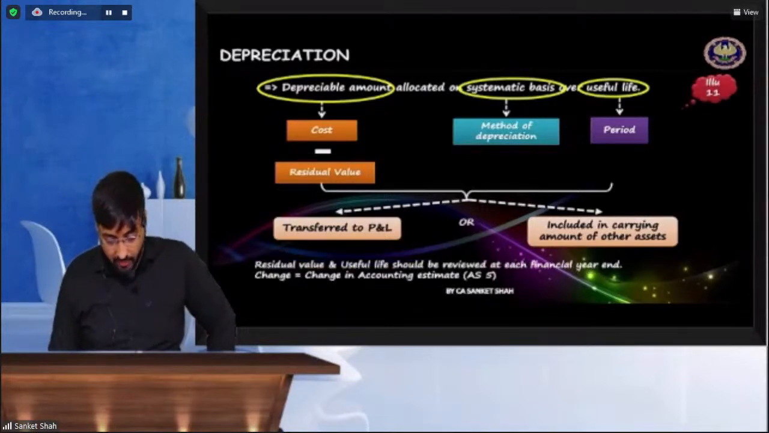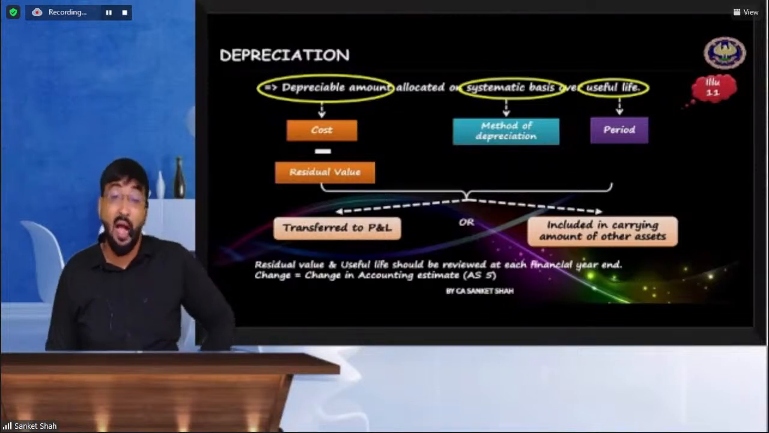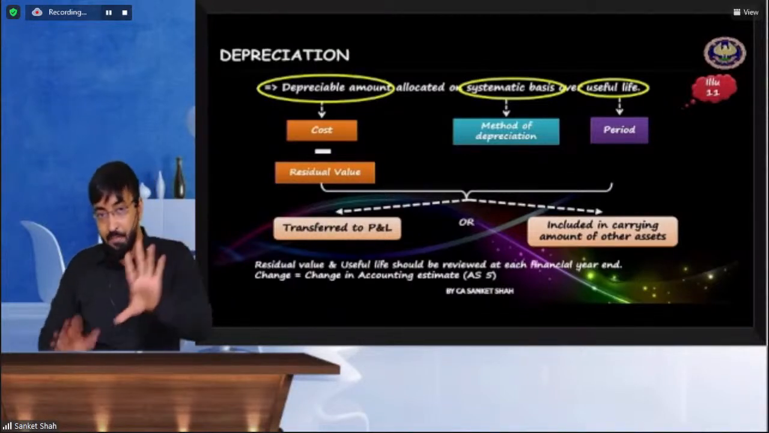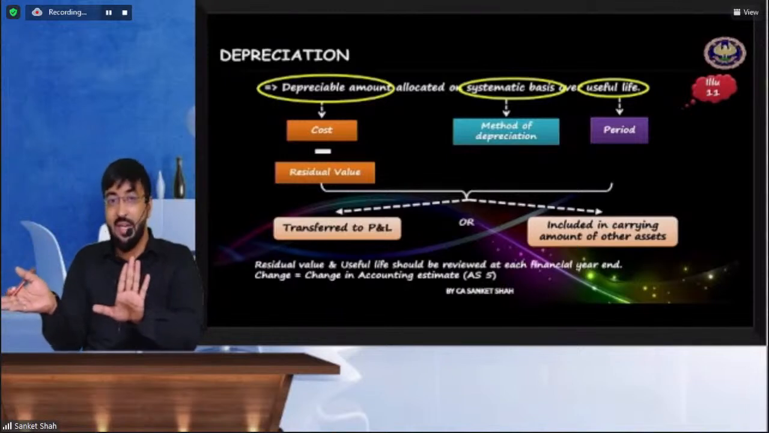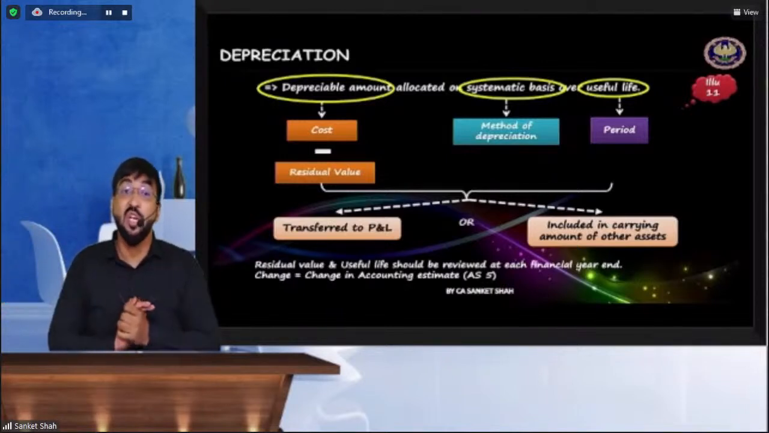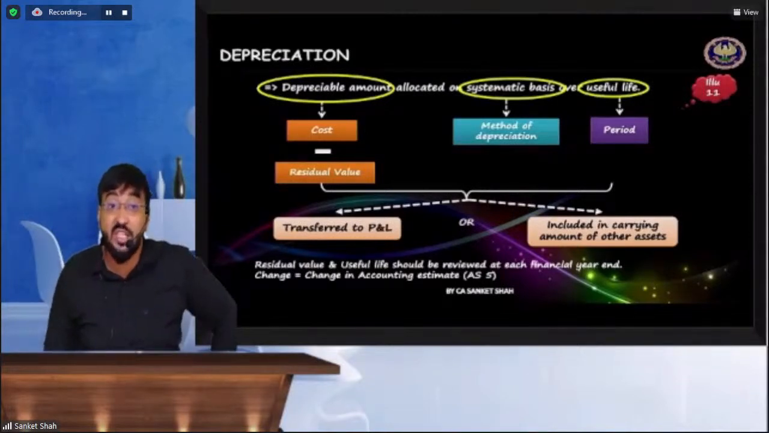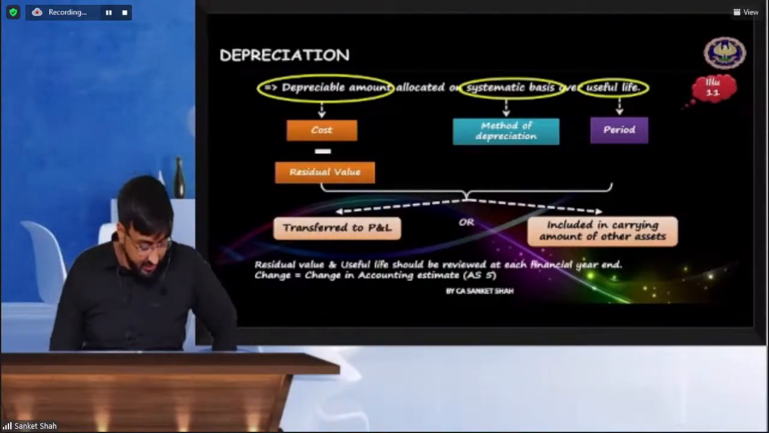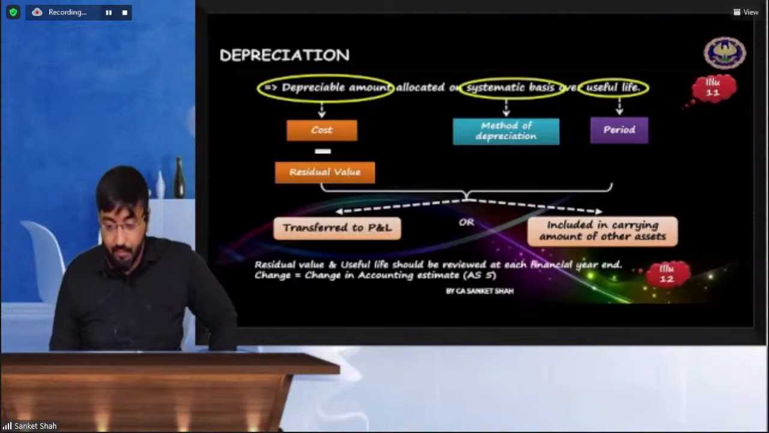Illustration number 11. Residual value and useful life should be reviewed at each financial year end. Change is equal to change in accounting estimate. So beta, now it is very important. Previously, if you changed the policy from straight line to WDV, it was called a change in policy. But now it is not a change in policy, it is a change in estimates.